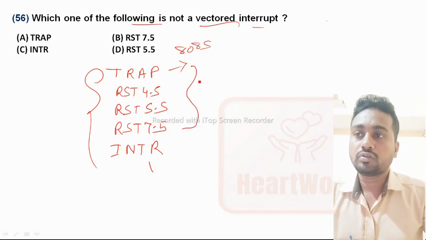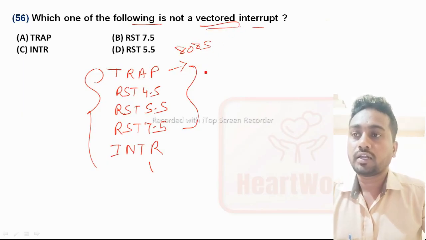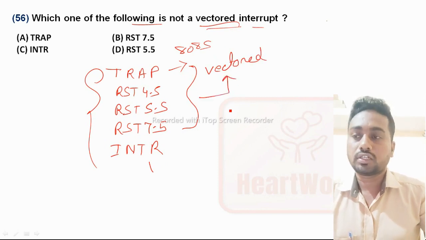A signal for which the microprocessor knows the location is called a vectored interrupt signal. The location is already defined in the microprocessor. That signal is called vectored interrupt, and these are the trap signal, RST 4.5, RST 5.5, RST 7.5. These 4 signals are called vectored signals.